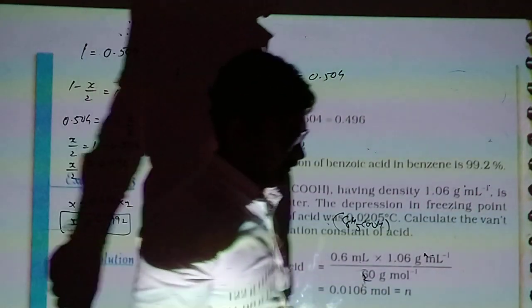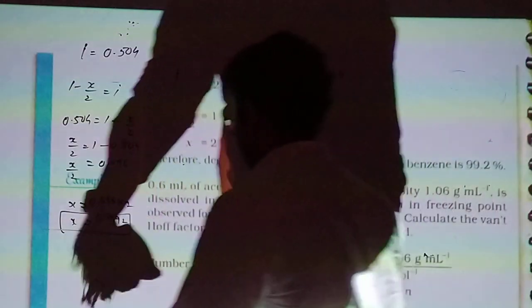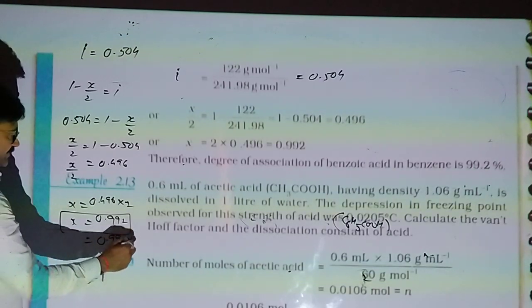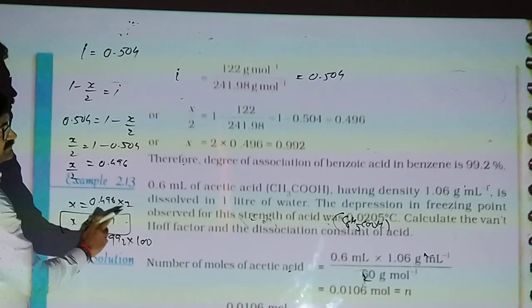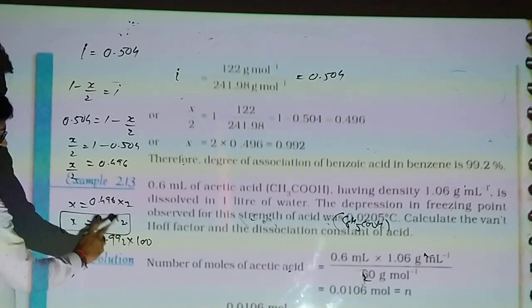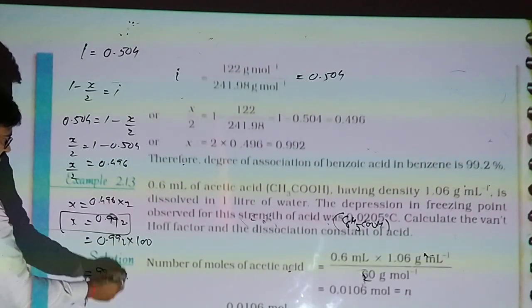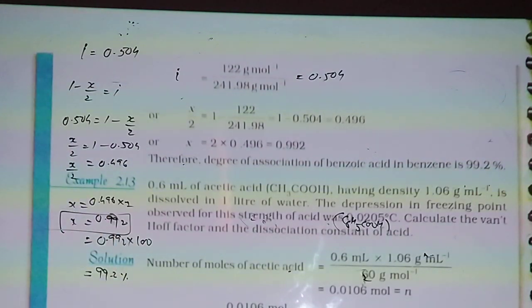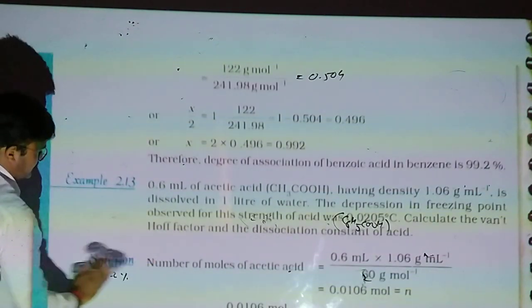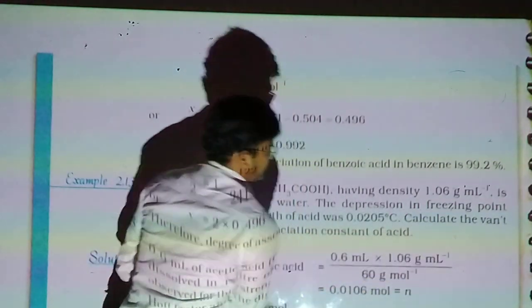And out of one part, 0.992 part is associated. Multiply by 100, so it gives the percentage, 99.2% association occurs. Understood? Now, next.